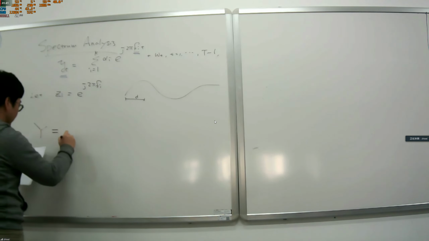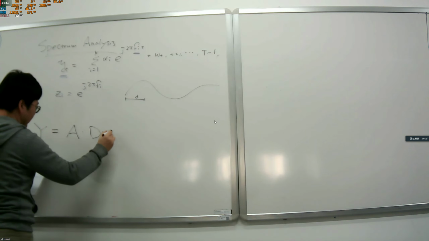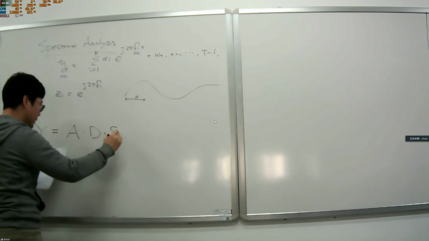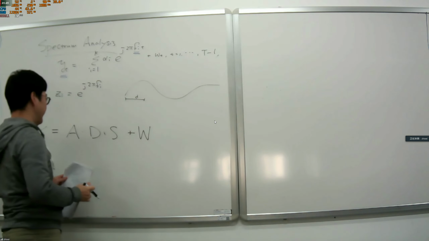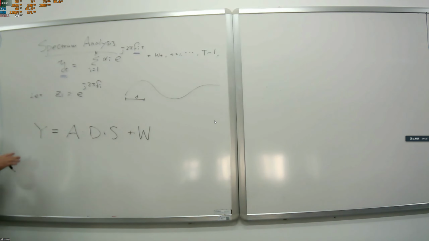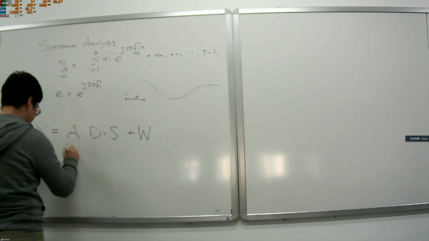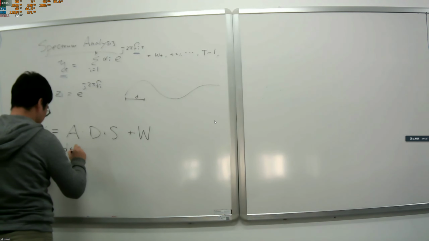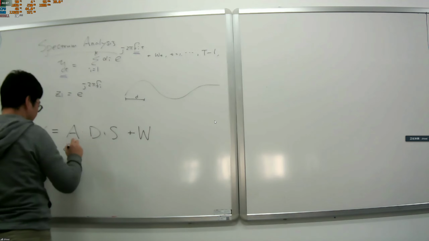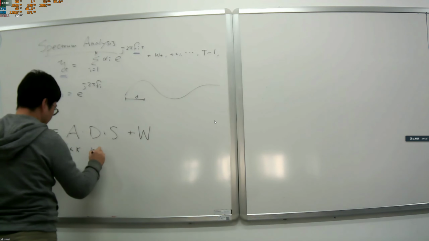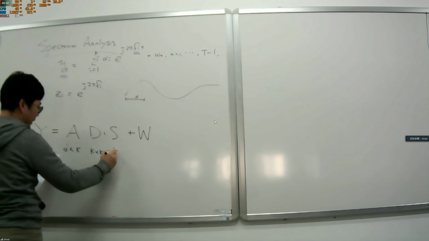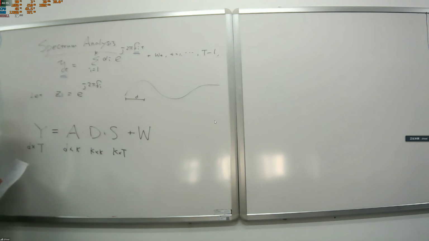Then we can write this as a matrix Y times A D S plus W. And this Y is D by T, right? It's D by T. And A is D by K, K sources. D is K by K. And S is K by T. So that's the dimensions.